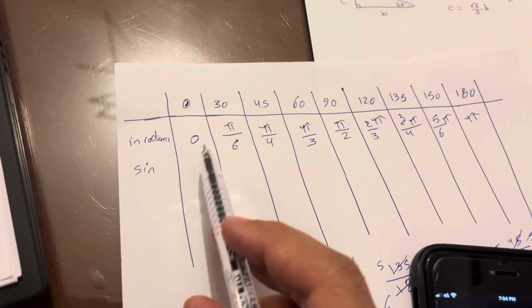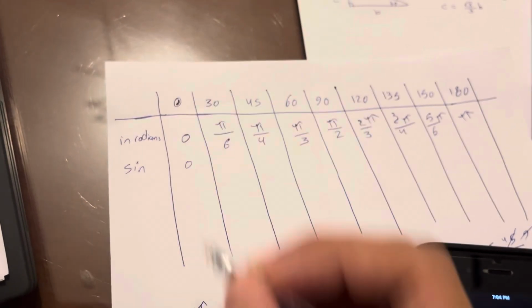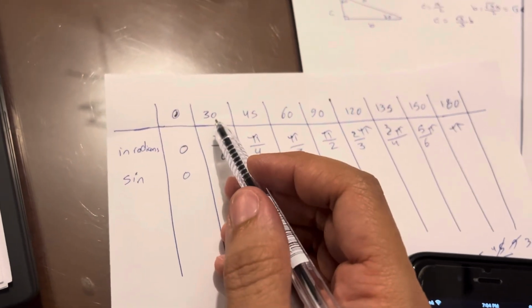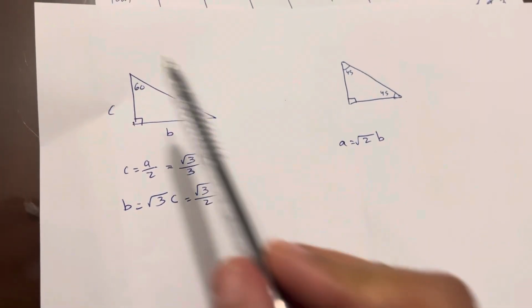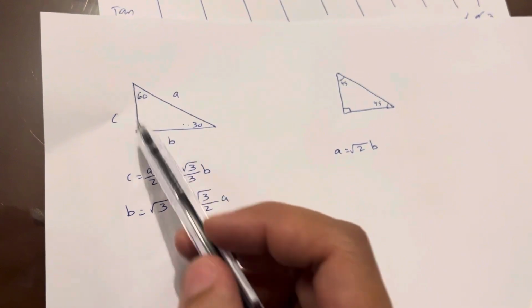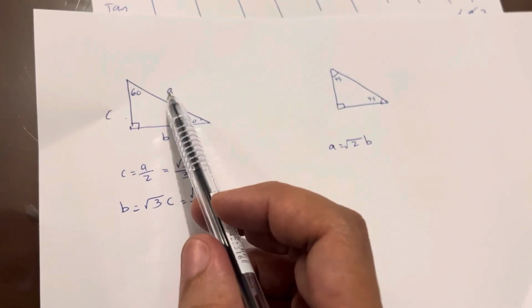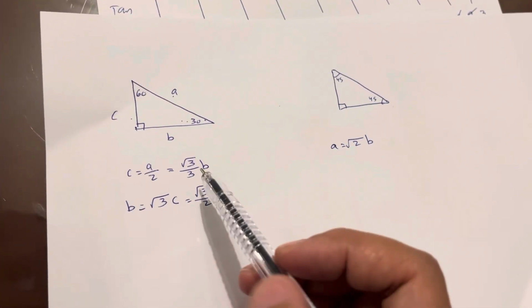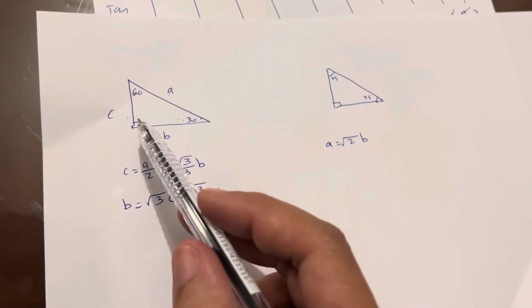The sine of the angle 0 is 0. Sine of the angle 30. I hope you remember the 30-60 triangle, where we used to say that C, which is opposite to the 30 degrees, is equal to A over 2. And B is equal to radical 3C.